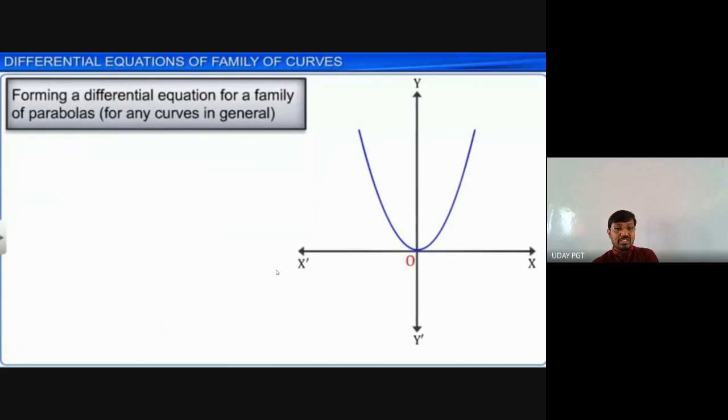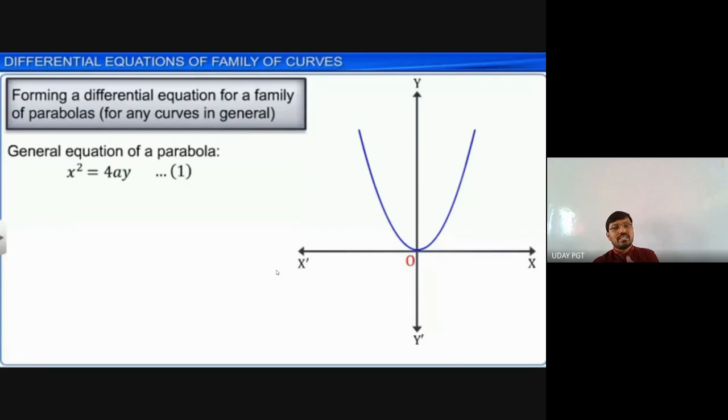Now, forming the differential equation for the family of parabolas. Family of parabolas means not a single parabola, but curves in general form. Whenever you take x square equal to 4ay, it is the general equation of the parabola which is symmetrical about the y-axis. If it is symmetrical about the x-axis, we get y square equal to 4ax. The given equation is symmetrical about the y-axis.